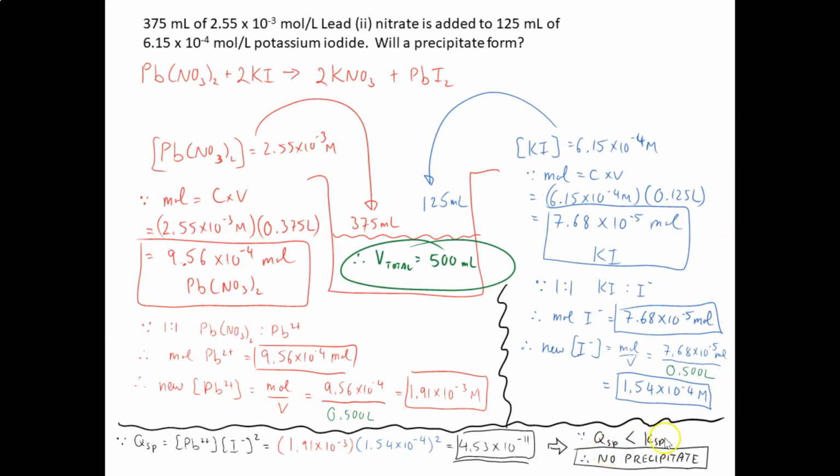Remember, KSP tells me how much I'm allowed to dissolve in solution. QSP tells me how much I currently have dissolved in solution. Because my maximum is greater than what I currently have, I can still add more lead 2 iodide into solution and it will still dissolve. Thus, no precipitate will form.